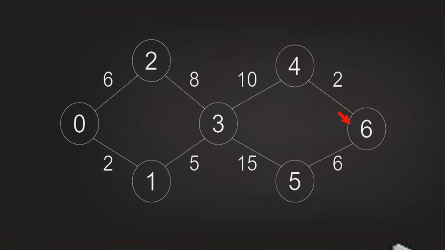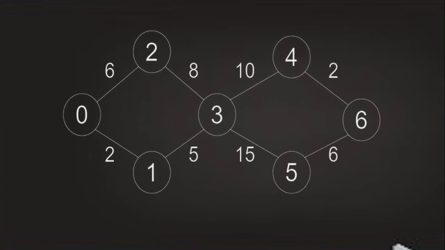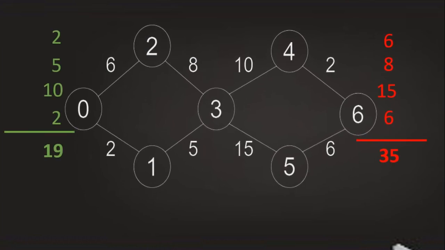Now, after all of that, we compute the total distance of each route, which gives us 19 as our distance, compared to taking the opposite side, which gives us 35.